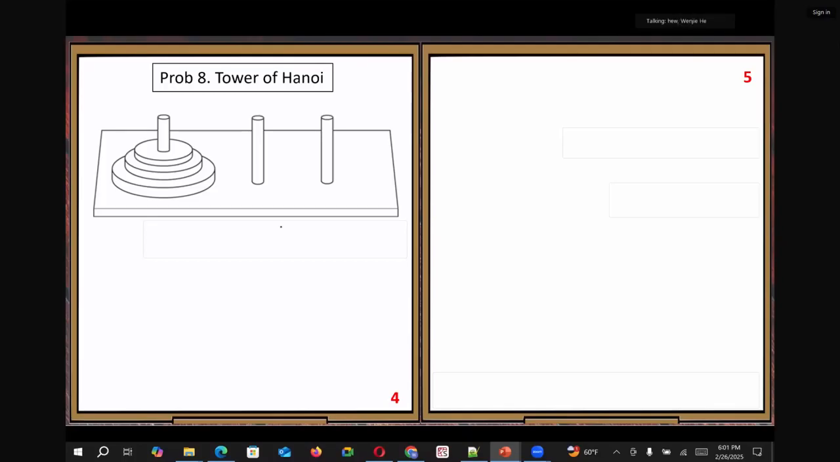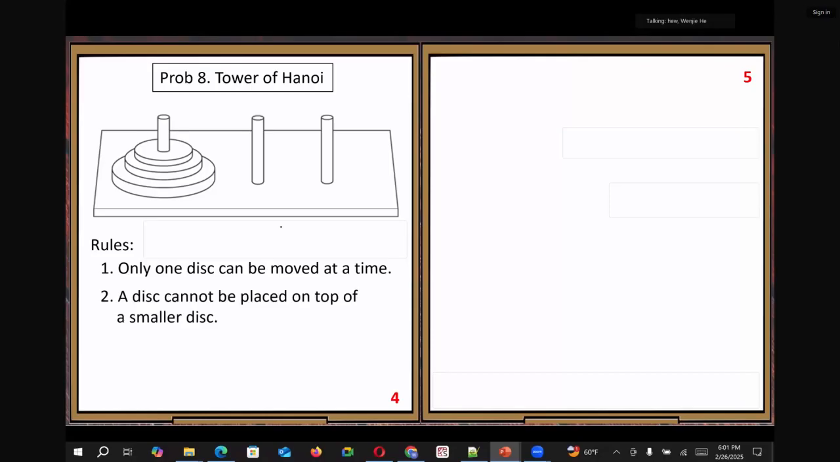All right. Let's look at these 3 rules. The first rule: only one disk can be moved at one time. So you cannot carry the whole stack, only one disk at a time. That's the first rule. Very simple. Second rule: a disk cannot be placed on top of a smaller disk. A larger one you cannot put on top of a smaller one. So always the smaller one on top of the larger one.